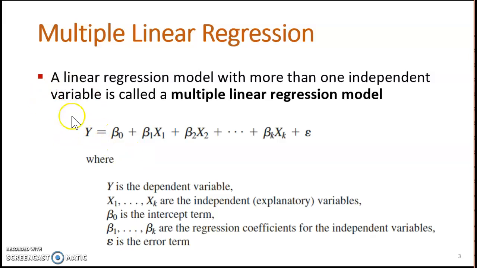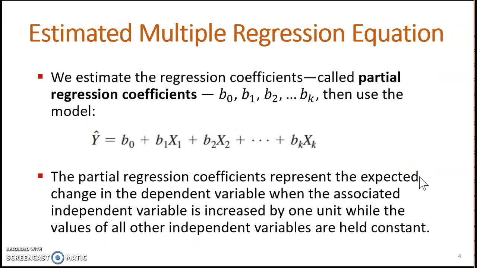Where y is your dependent variable, x1, x2, x3 are independent variables, or explanatory variables. Beta 1, beta 2, beta k are regression coefficients for each of these independent variables, and epsilon is the error term. We estimate the regression coefficients called partial regression coefficients B0, B1, B2. Then we will use the model, y hat equals B0 plus B1 x1 plus B2 x2 ... Bk xk.